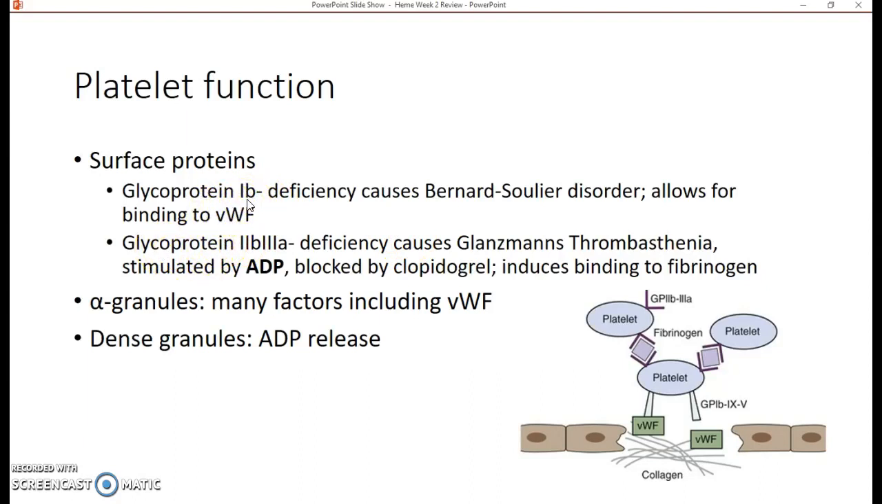GP1B, that binds von Willebrand's factor, which links to collagen, and GP2B3A, so that induces cross-linking to fibrinogen. Alpha granules in the platelets have many activating factors, including von Willebrand's factor and serotonin and other factors as well. Dense granules are the main granules that have ADP, which also causes platelet activation.